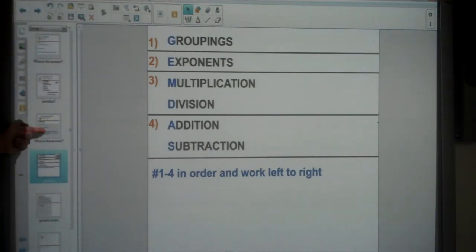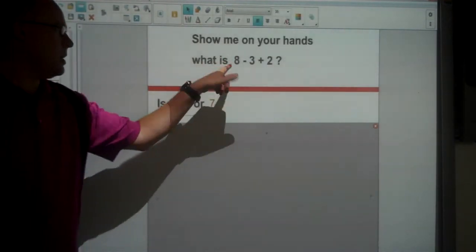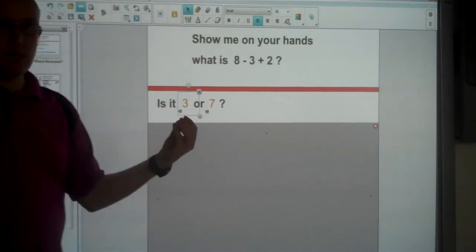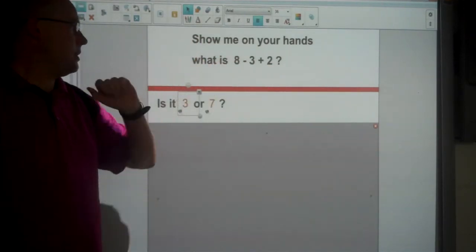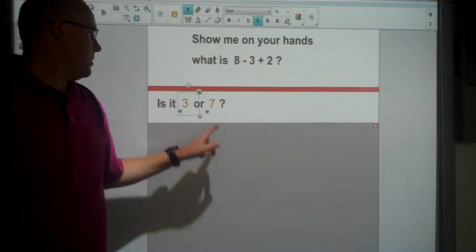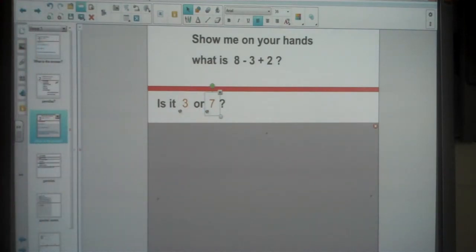So if I go back to that previous question for a second, subtraction and addition appear at the same time, so we work left to right. So we do 8 take away 3 is 5, and then if we add 2, we get 7. So it's not just a case of following the 6 things in order. You must group them together as a group of 4.